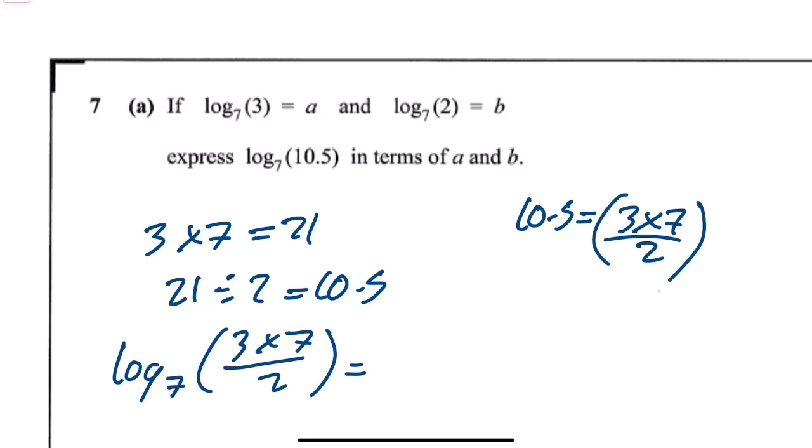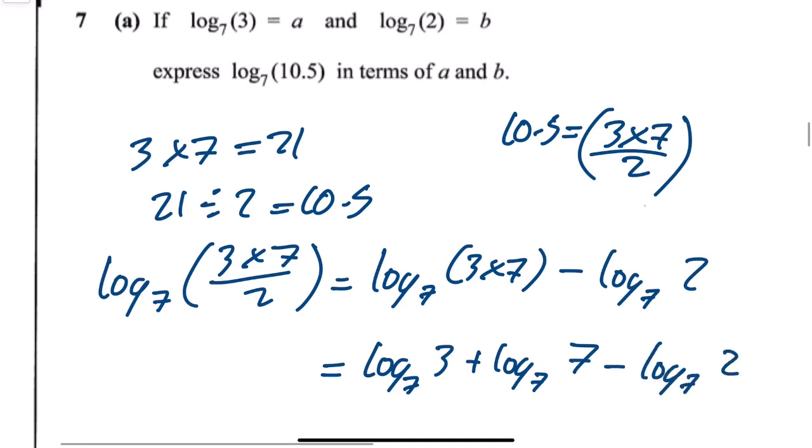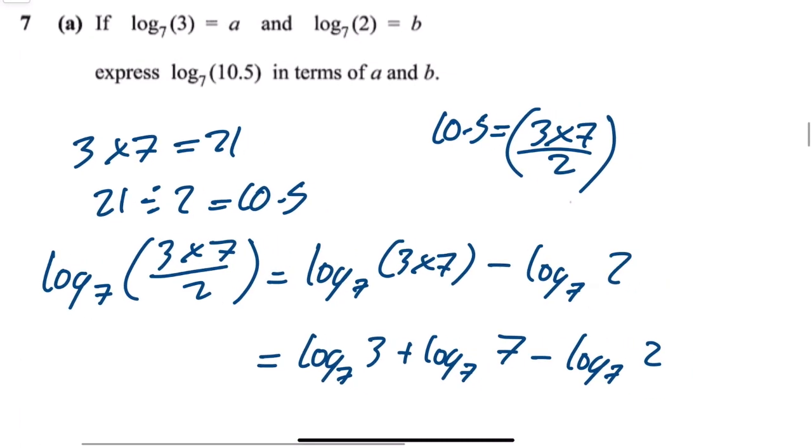Now I like to sort out the numerator and the denominator then. So numerator, it was just 3 times 7. We'll leave it as that. Then minus the denominator, log to the base 7 of 2. And then sort that out, that's log to the base 7 of 3 plus log to the base 7 of 7, and then minus log to the base 7 of 2, and then just squeezing this on here.